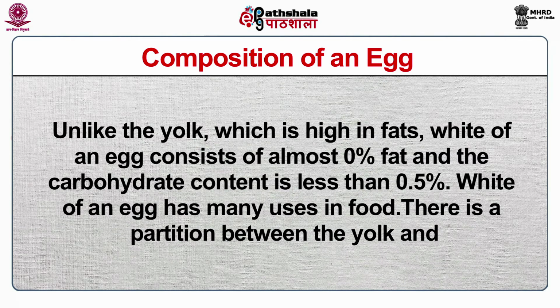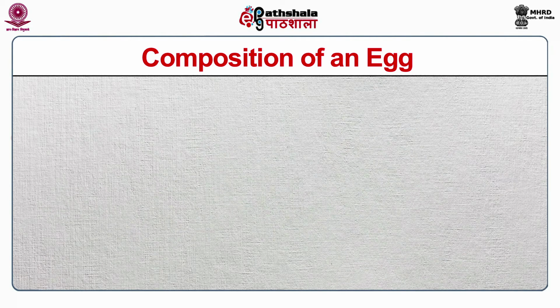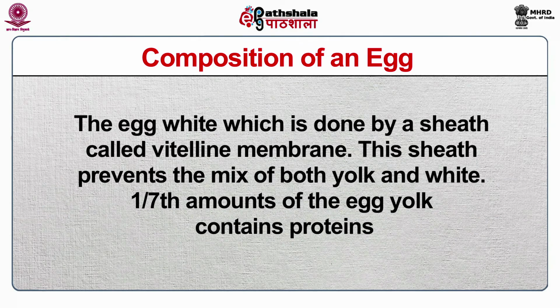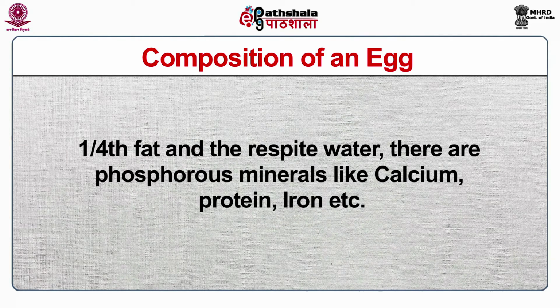There is a partition between the yolk and the egg white, which is formed by a sheath called vitelline membrane. This sheath prevents the mixing of both yolk and white. One-seventh of the egg yolk contains proteins, one-fourth fat, and the rest water. There are phosphorus, minerals like calcium, protein, iron, etc.